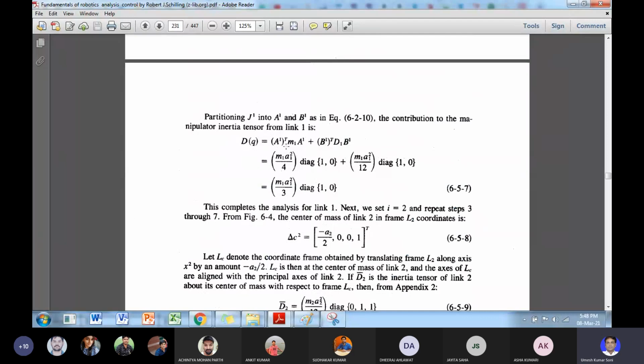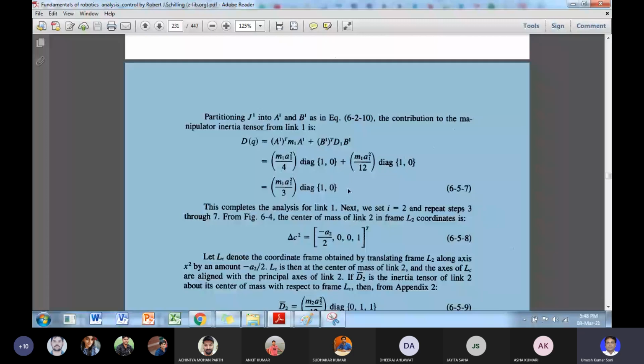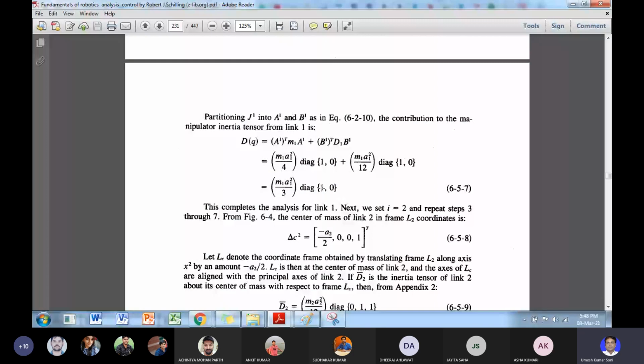Okay, so when you complete all the mathematical portion, you will get m1 a1 square by 3 in a 2 by 2 matrix, which has only one element m1 a1 square by 3 and all remaining elements are 0. Okay, clear students?